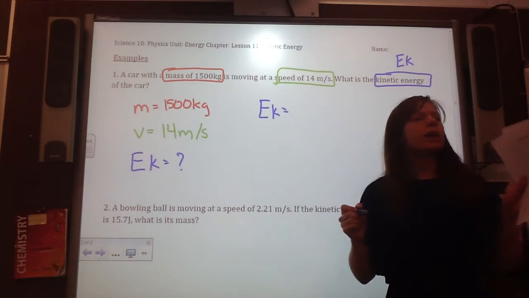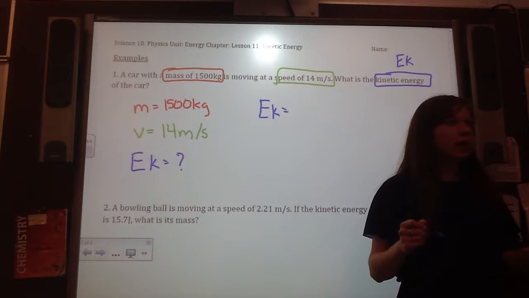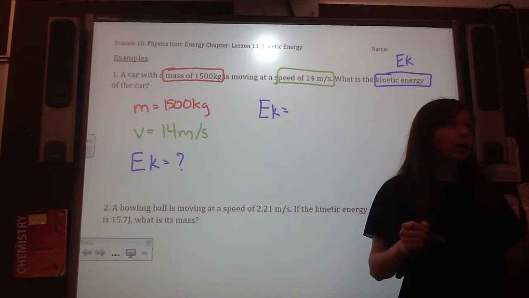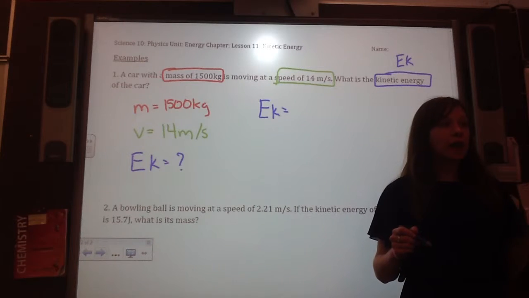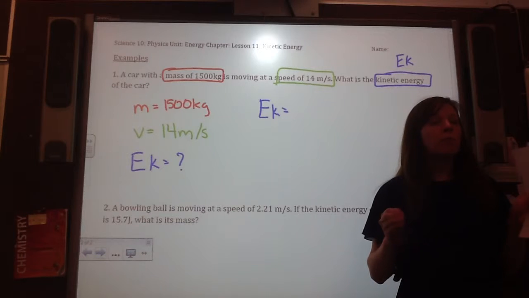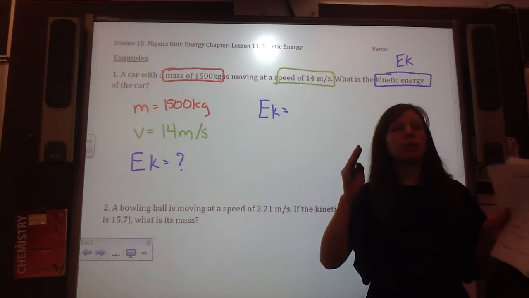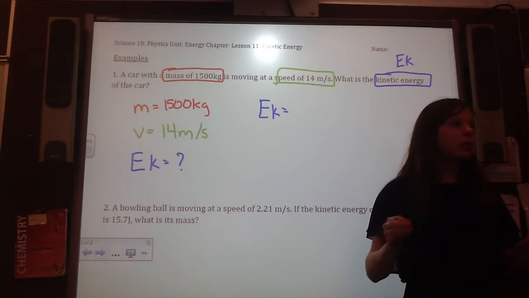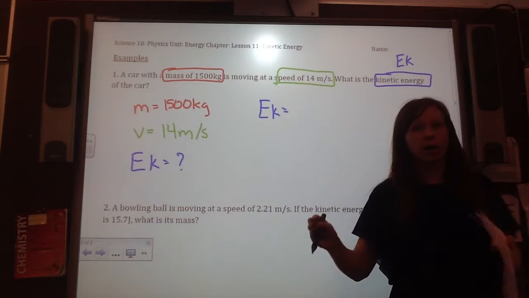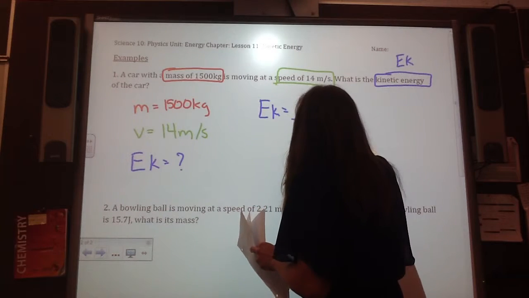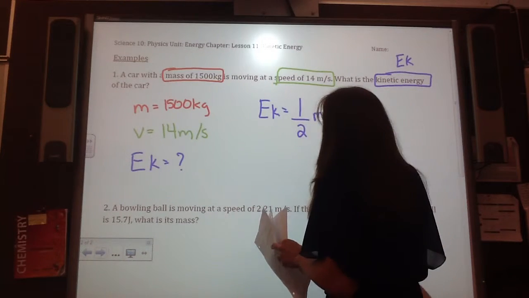Now please, please, please write out your formula. About half of you didn't write your formulas on your test. The next test, I will take marks off if you don't write your formulas. Okay? You must write your formulas. The reason being is because if you get in the habit of not writing your formulas, it will really bite you in the butt later. The habit is really important. So the whole formula is half mv squared.